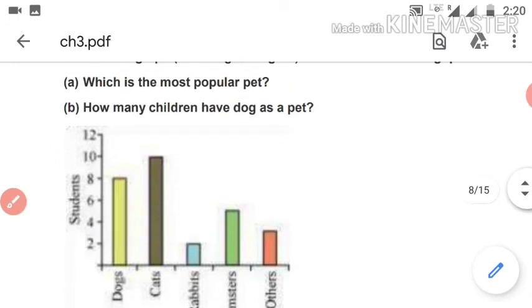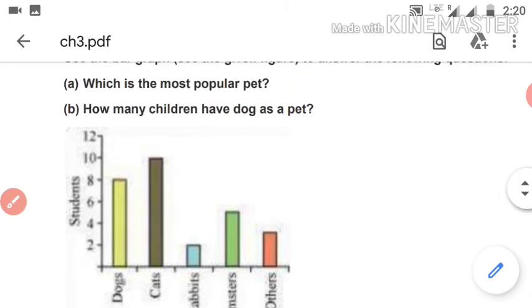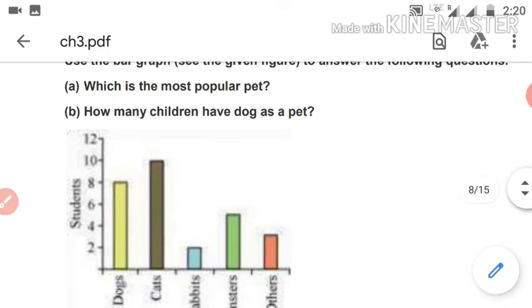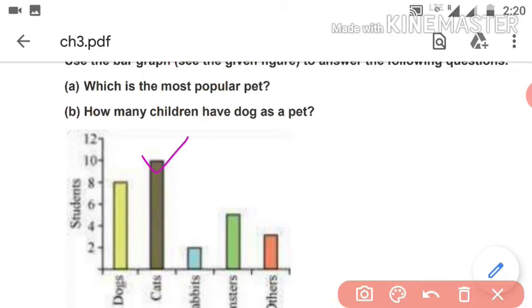What is the first question? Which is the most popular pet? Now which is the longest bar here? You can see directly which is the longest. Cat is the longest. And how many students have a cat? 10 students, isn't it? But you simply have to write which is the most popular pet. So the most popular pet is what? Cat. So this answer will be cat.